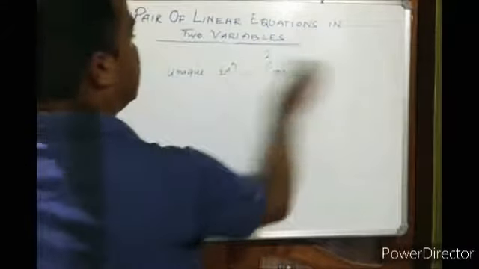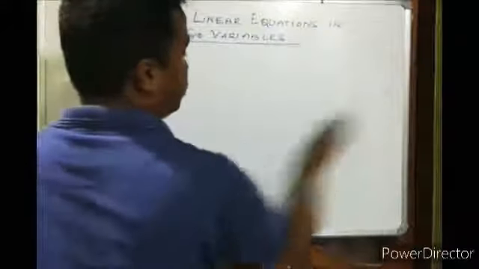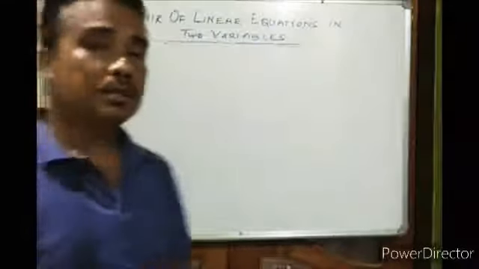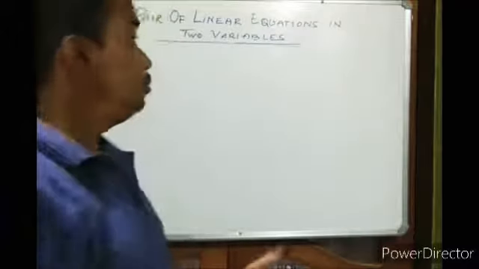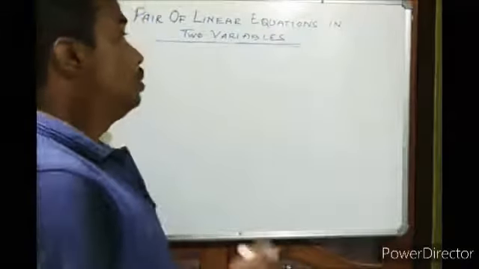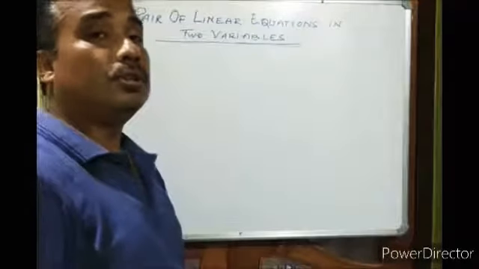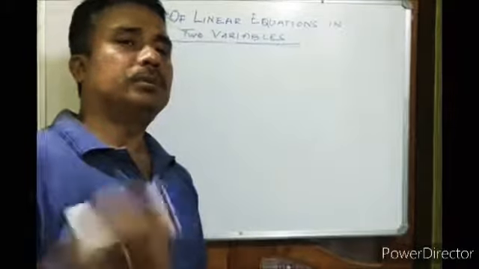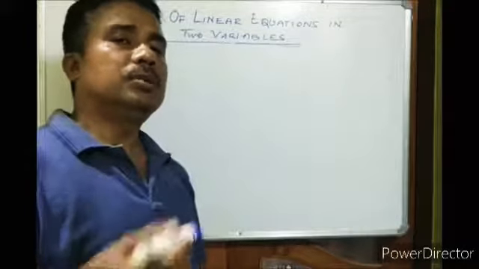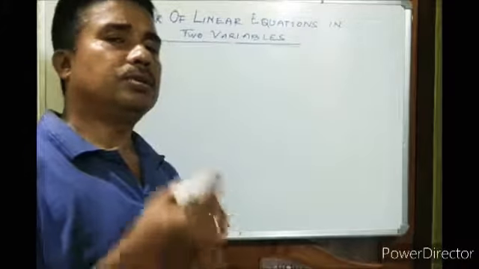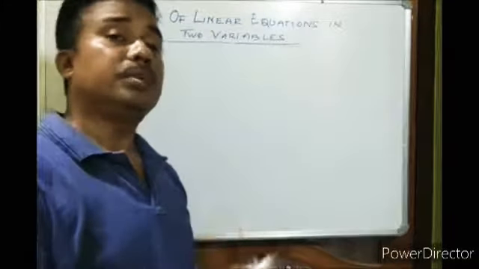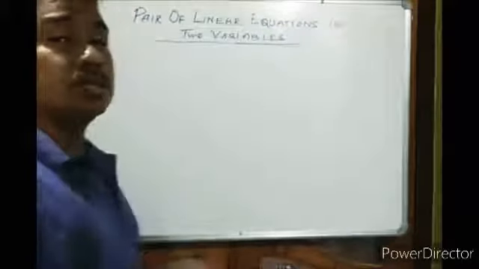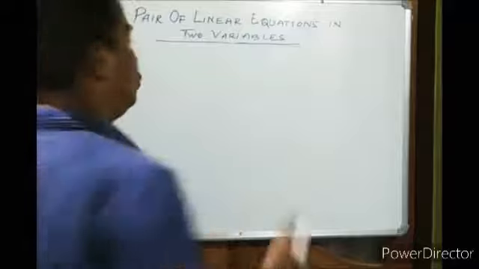Now once the consistency and inconsistency of a pair of linear equations are understood, we are ready to find the solution of linear equations in two variables by the algebraic method. We have already solved graphically. So today we'll solve by the algebraic method. By the algebraic method, we'll solve a system of linear equations in two variables.